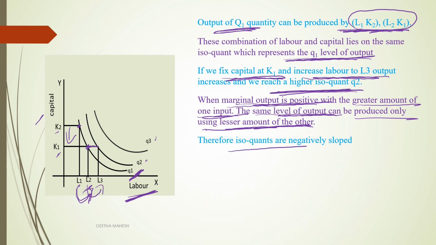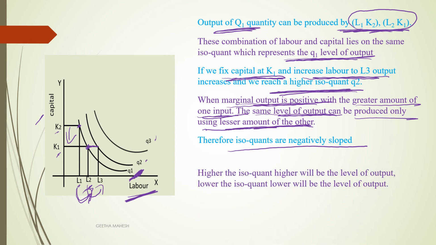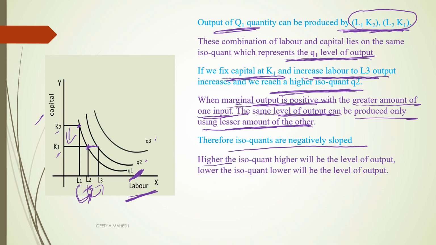Therefore, isoquants are negatively sloped. You can see here isoquants have a negative slope. Higher the isoquant, higher will be the level of output. Lower the isoquant, lower will be the level of output.